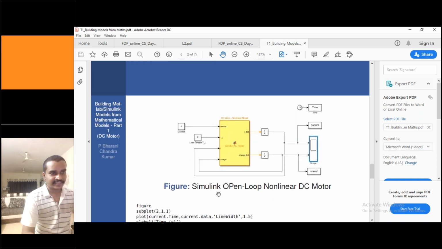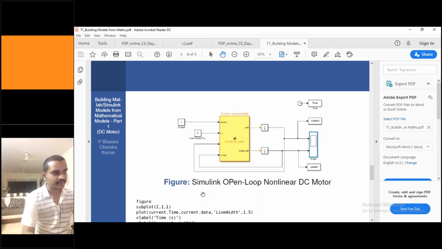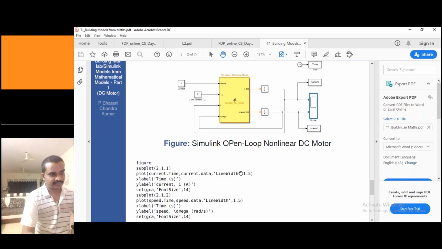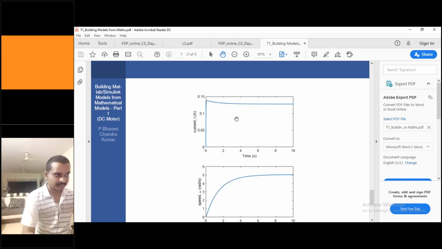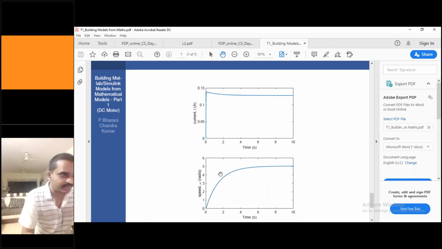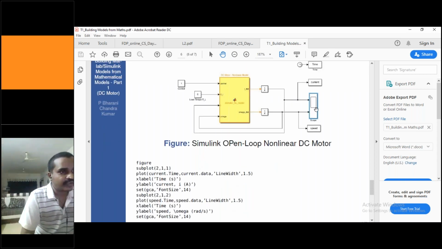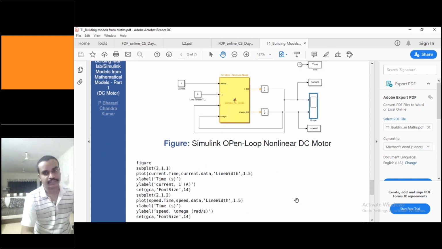And this is my Simulink model. If I run this one, I'll get something like this. The output response will be like this. This is my current and this is my speed. You can see the current and speed here. And if I run this code, you will get this.